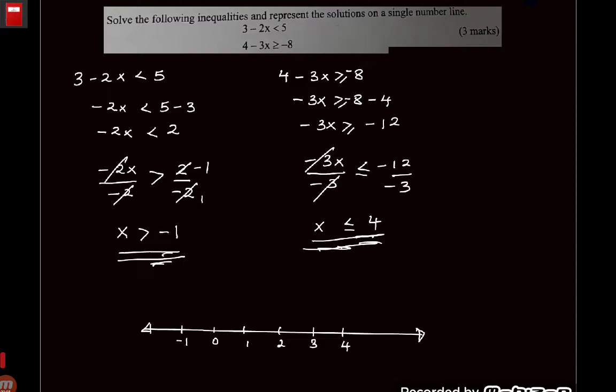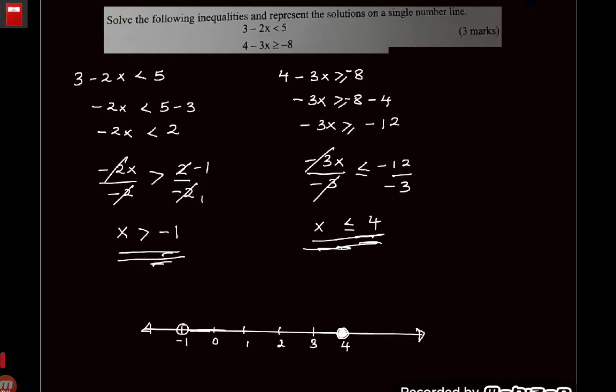Then we look at the sign that is at those numbers. X is greater than negative 1. So at negative 1, the inequality that we have is greater than. Greater than is given by drawing an empty circle. Greater than or less than are drawn using empty circles. At 4, we have x is less than or equal to 4. The inequality signs less than or equal to or greater than or equal to are given by drawing a shaded circle.